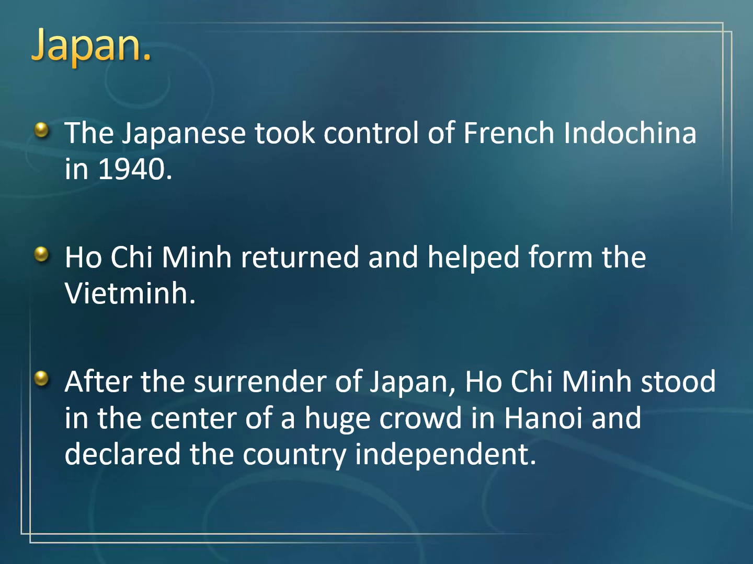Now, during World War II, the Japanese took control of French Indochina in 1940. Ho Chi Minh returned to the area and helped form the Viet Minh, which, like we said, was a group in Vietnam which wanted to become independent and form their own country. After the surrender of Japan, Ho Chi Minh stood in the center of a huge crowd in Hanoi and declared that the country was independent.